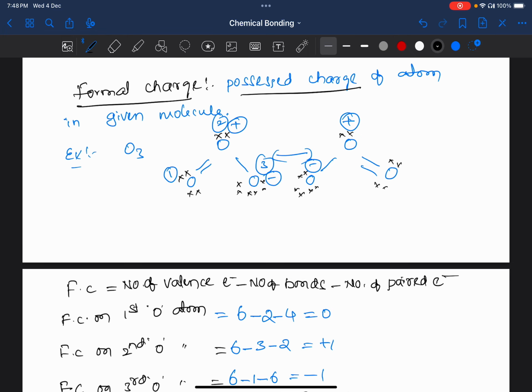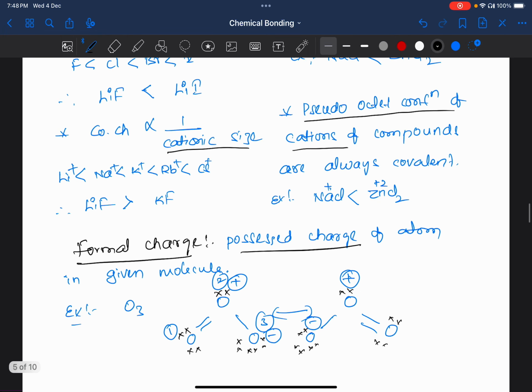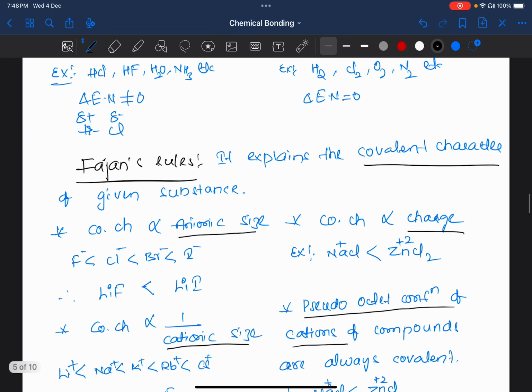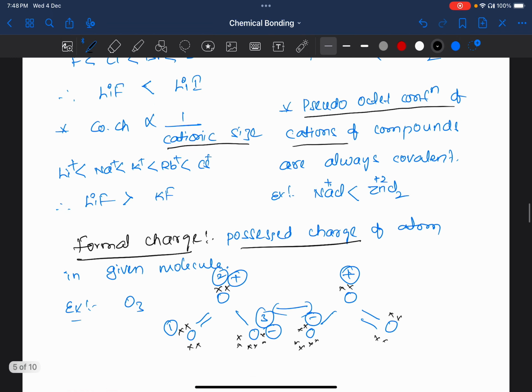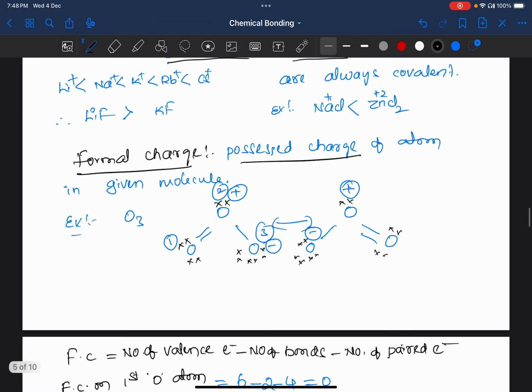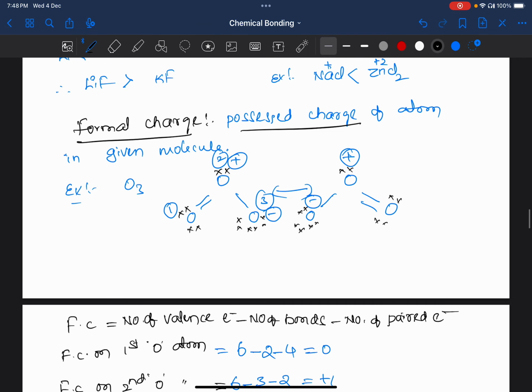Yesterday I completed Pauling's rules. Okay, so the next topic I will continue today is formal charge. So what is a formal charge? Formal charge is the possessed charge of an atom.